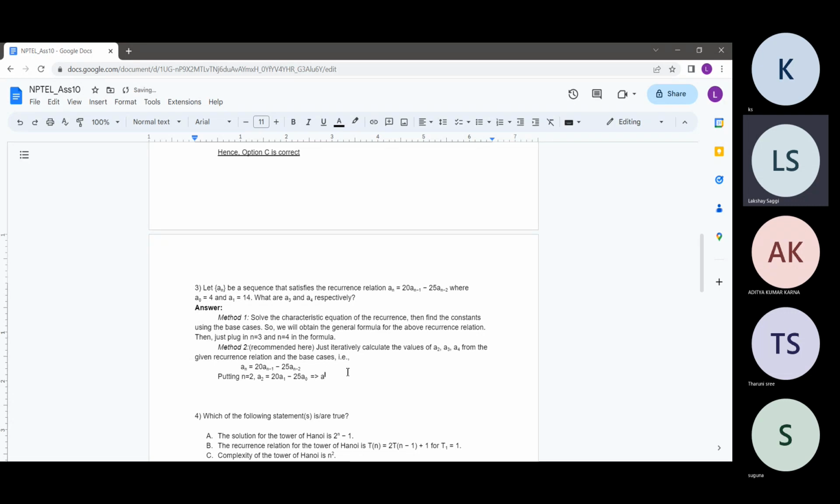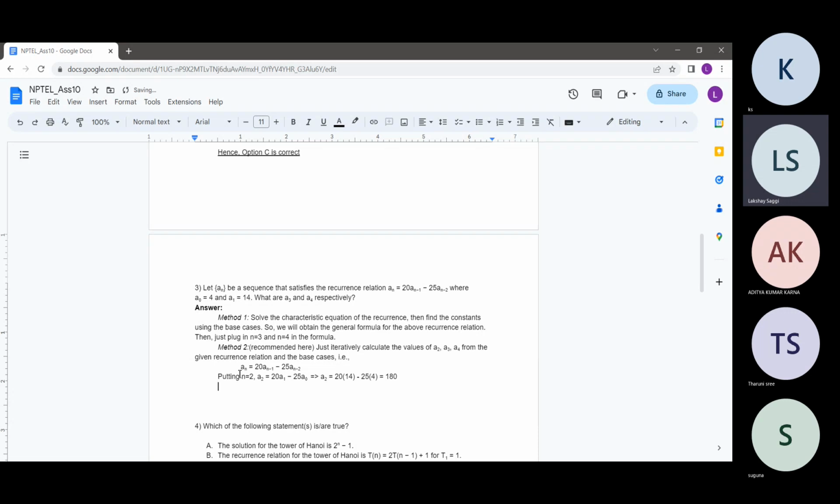So I'll be getting the value of A2 as 20 times A1. A1 is 14, so I'll be getting 20 times 14 minus 25 times A0, and A0 was 4. So I'm calculating the value of A2 here. 20 times 14 will be 280, and minus 25 times 4 will be 100. So this will be 280 minus 100, which is 180. So A2 I get as 180.